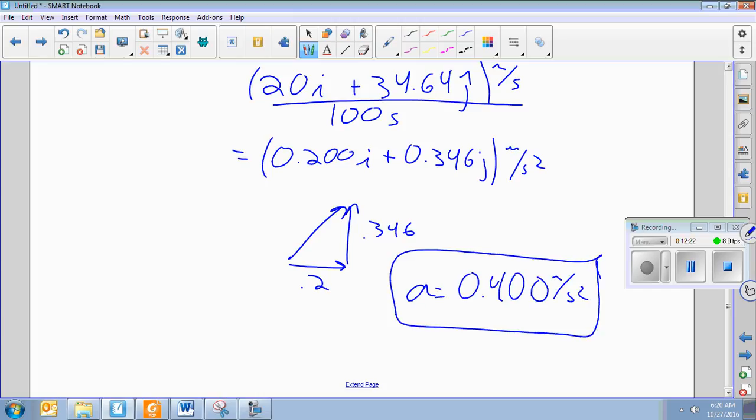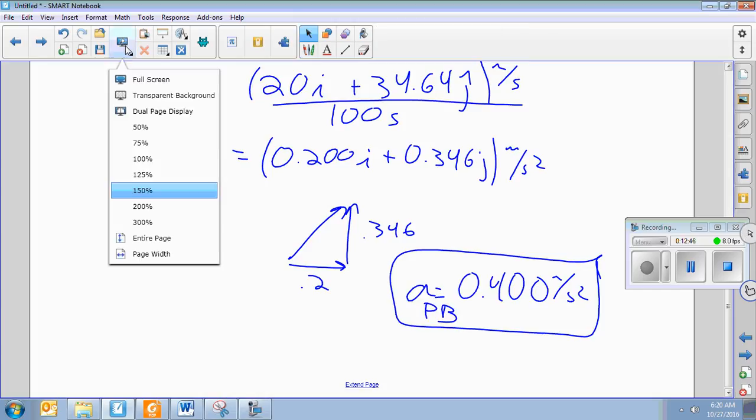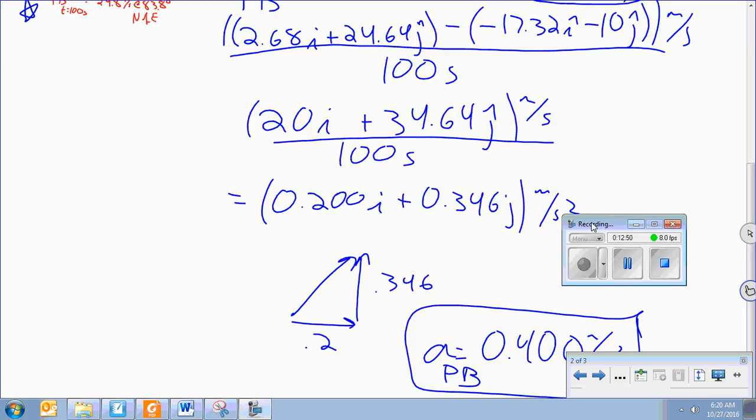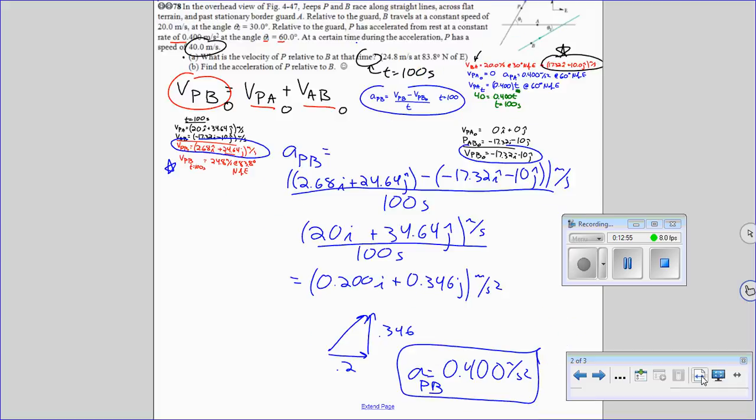All right. Now, we didn't have to do all that. Because look, what we just did is we found the acceleration of P relative to B, and remember, B has a constant speed. So this is the acceleration of P relative to B, sorry. Remember, B is traveling at a constant speed.